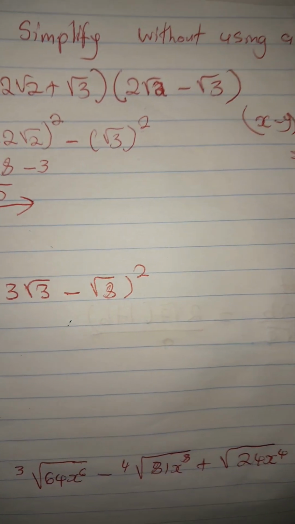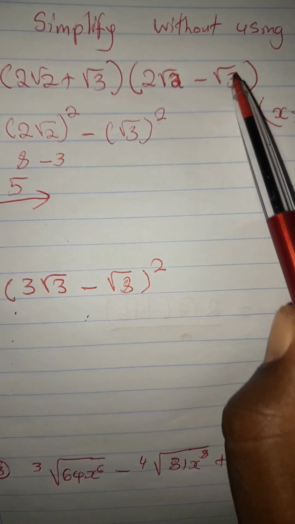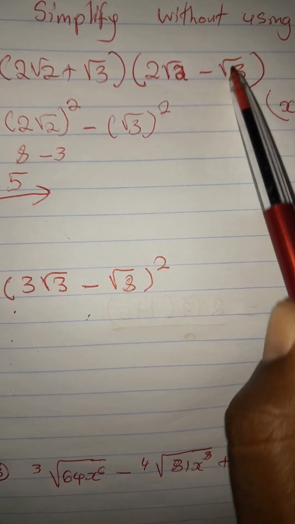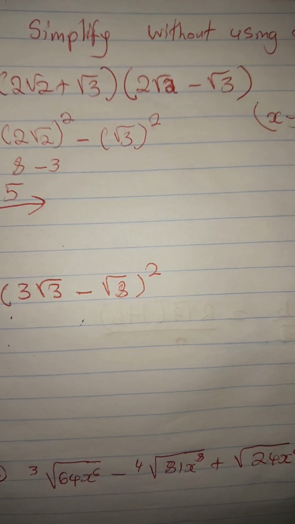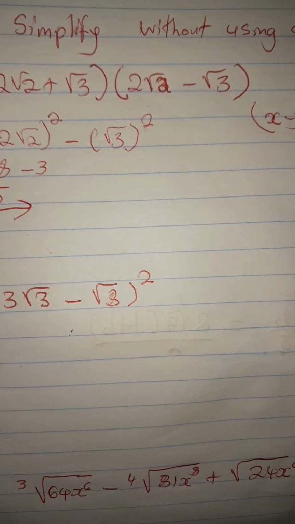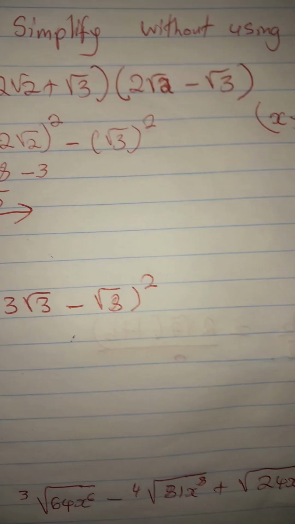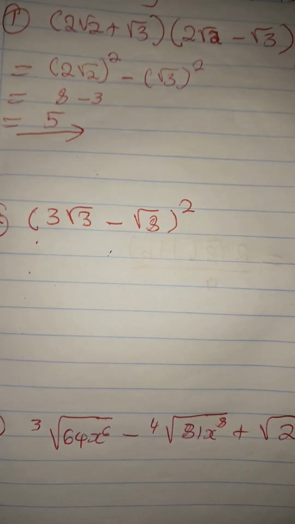First thing first, you must see that this is a difference of two squares. If they are not the same, what if here it was maybe root 7? You're allowed to use a FOIL method. Yes, you can use a FOIL method, or what we call a distributive property. Remember, guys, algebra, it's a matter of mathematics. So we are going to the second example.